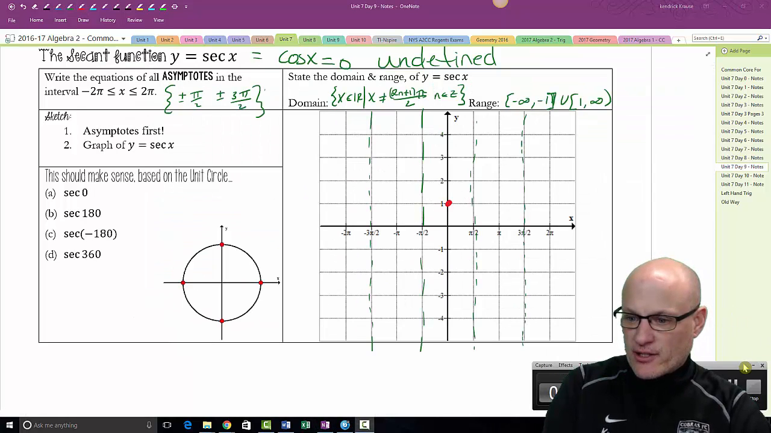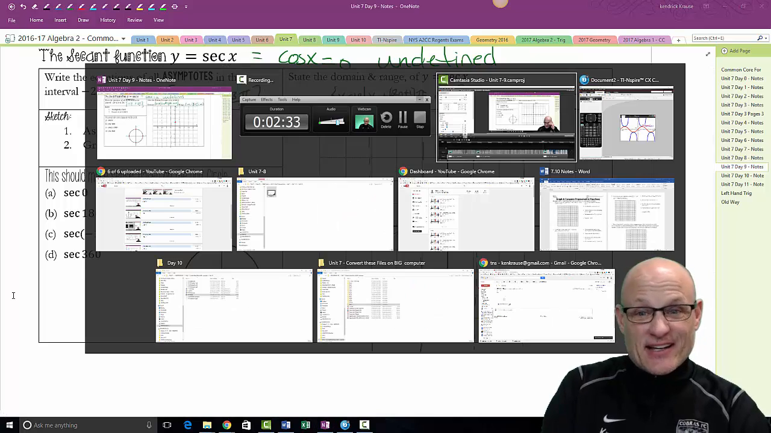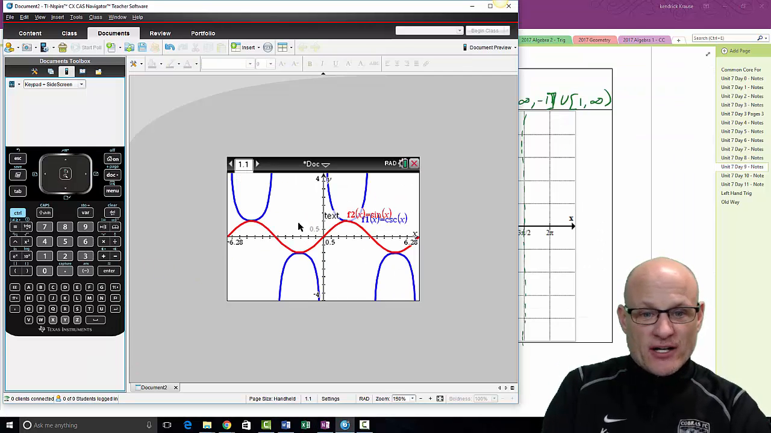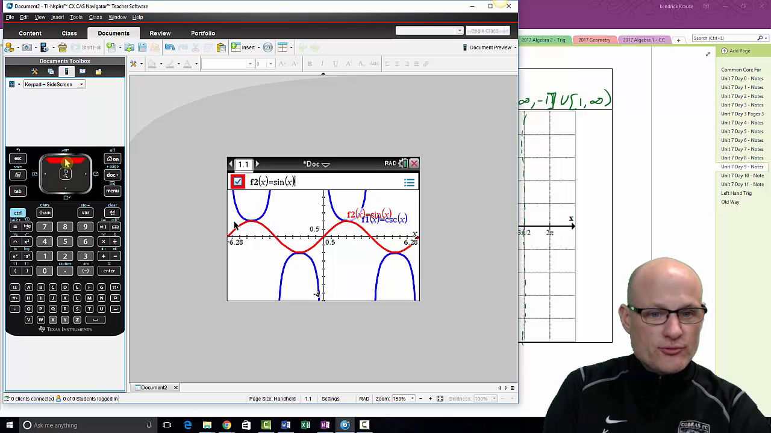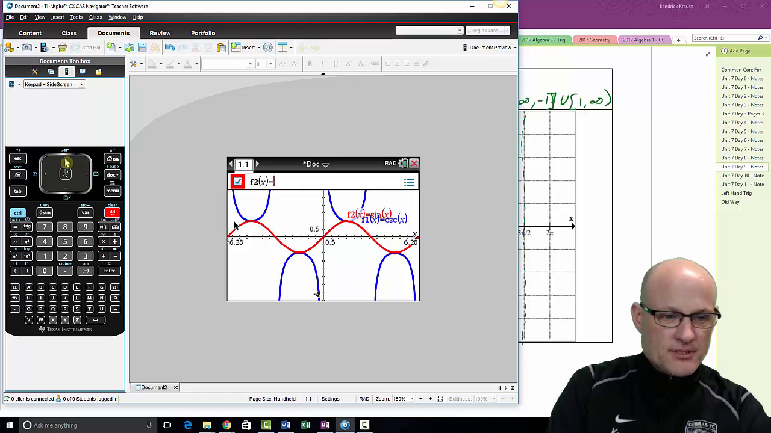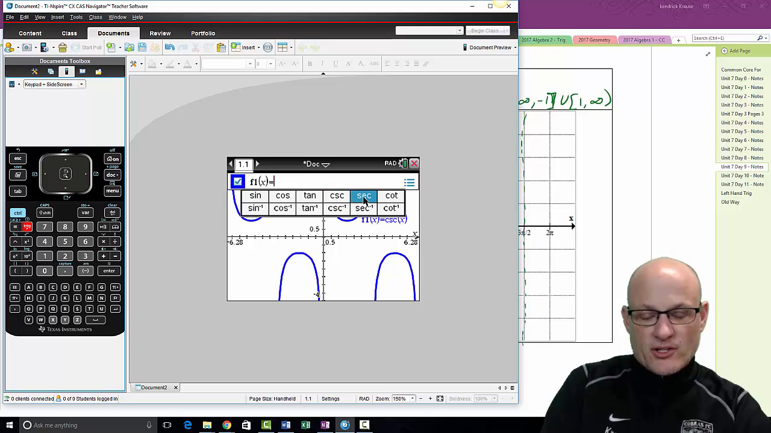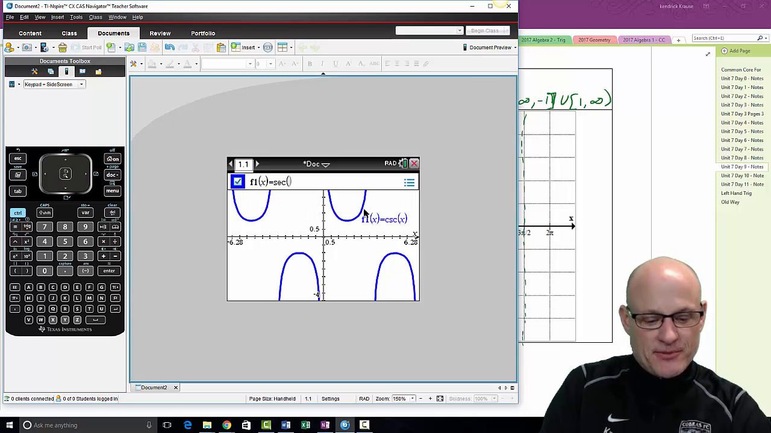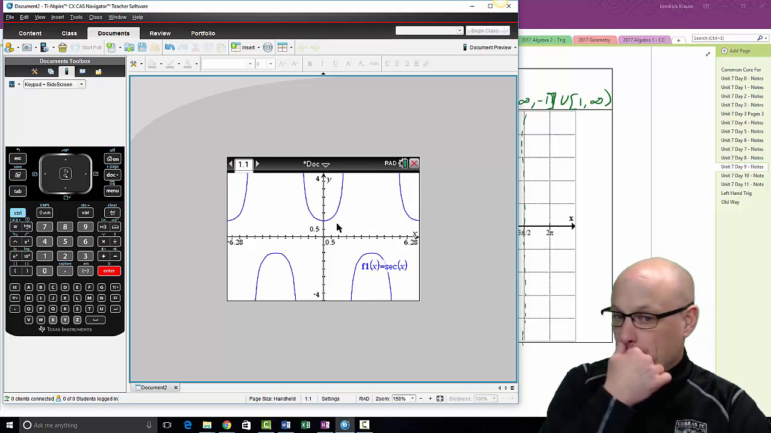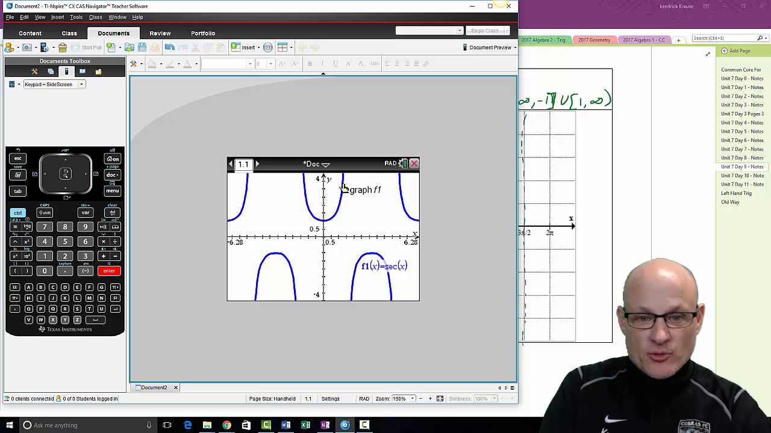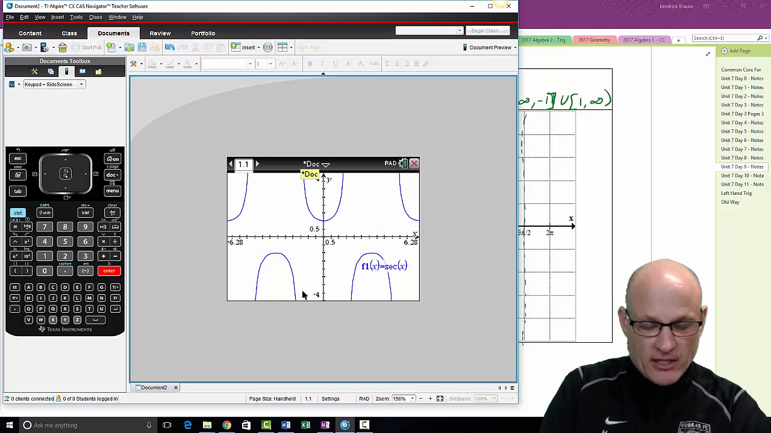Let's go to our graphing calculator. It's going to look a lot like this function, except, let me go through and delete these. Control tab. And then hit the up arrow. And then we're going to change this to secant x. It's going to look a lot like the other one, except they're going to shift. And we're going to have new asymptotes. There they are.